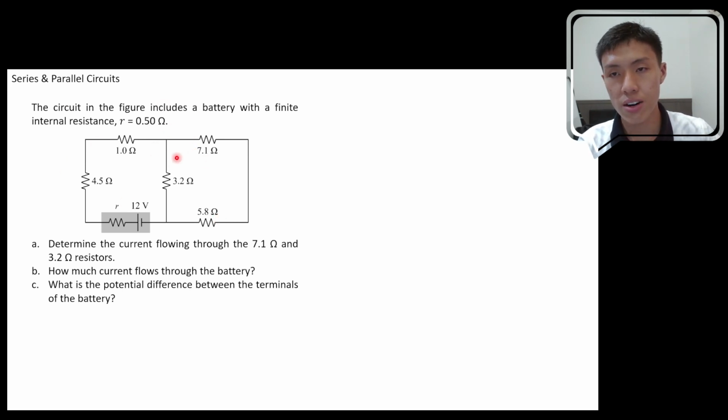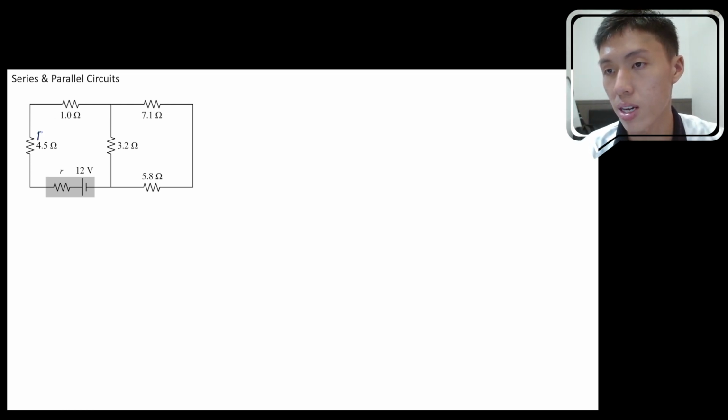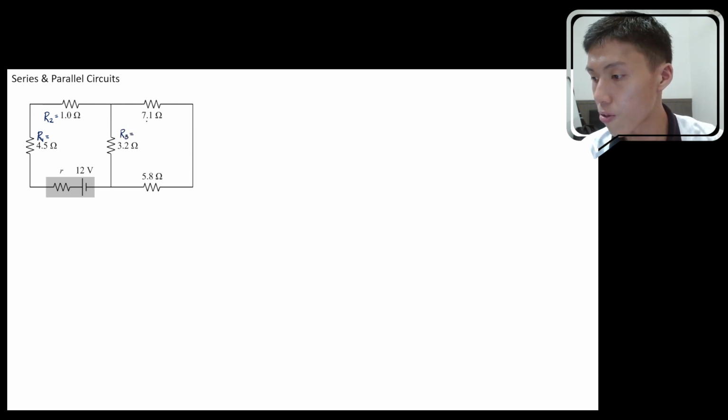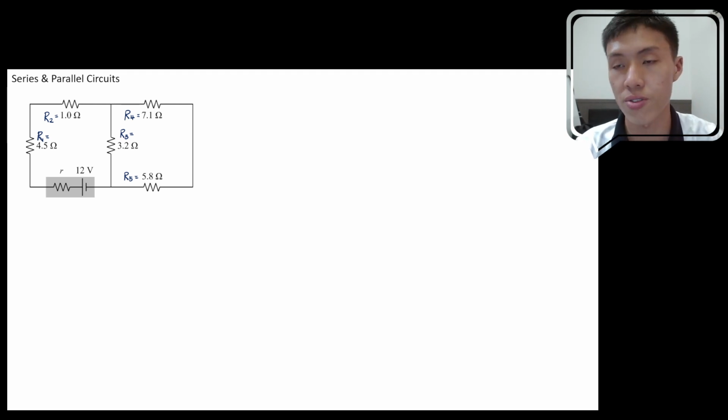Okay, so I'm going to use this diagram over here, but I'm going to shift it to the next page in order to have more space to draw the diagram. The first step will be to label, which is to give names to all the resistors that we have here. I'm going to name them according to this order: the 4.5 ohm here is R1. R2 will be 1 ohm. R3 will be 3.2 ohm. R4 will be 7.1 ohm. Whereas R5 here will be 5.8 ohm. Each resistance deserves a unique name for us to keep track of the resistances clearly.